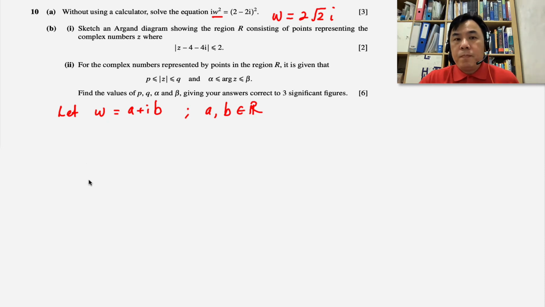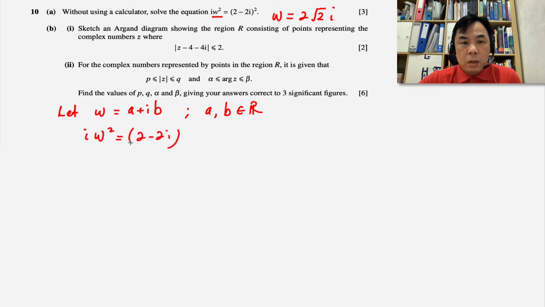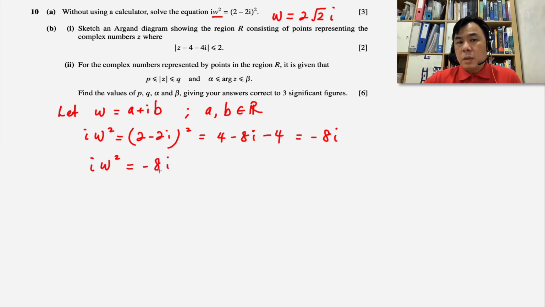Okay. Now the second method, I'm going to use (iw)^2 is equal to (2 minus 2i)^2 here. Now the same procedure applies here. We're going to expand this, which will give us 4 minus 8i and then minus 4. That will give us a negative 8i. And then from here, I'm going to clean it up a bit. It's basically something like this.